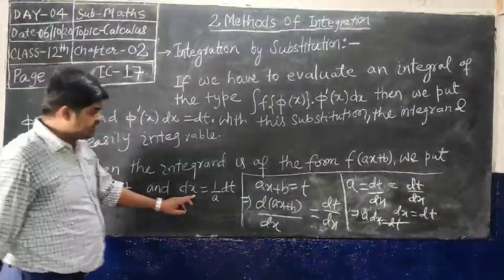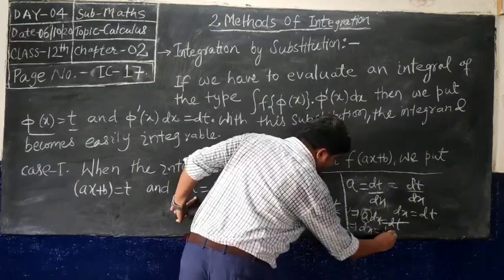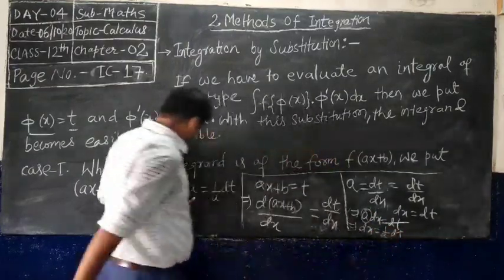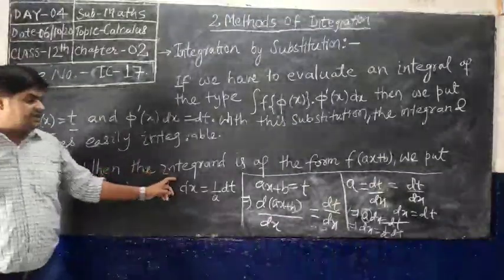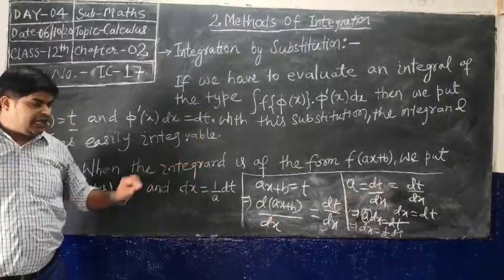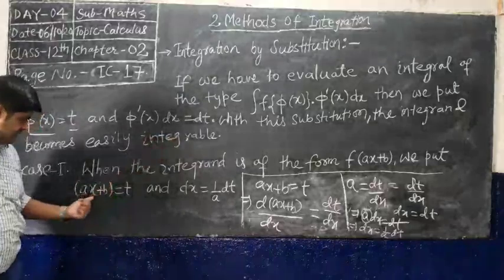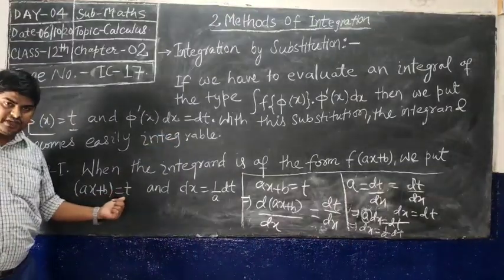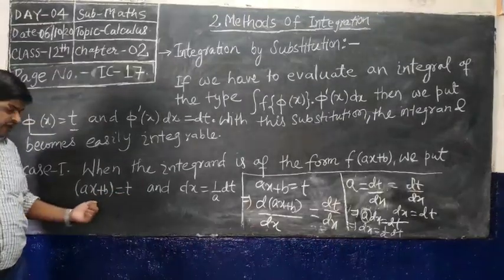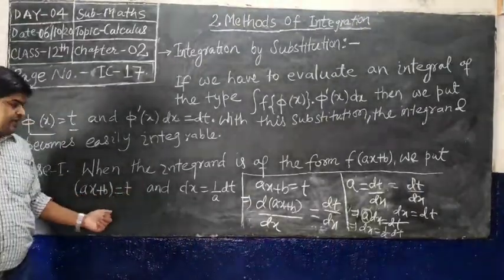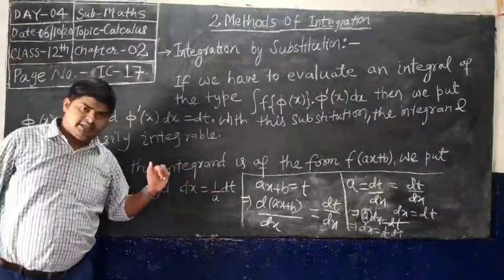Okay, that means dx is equal to 1 by a dt. So once again, case 1: when the integrand is of the form f of ax plus b, we put ax plus b is equal to t. Then you will differentiate, you will find the first derivative of the given function with respect to x, and now this becomes dx is equal to 1 by a dt. This is the first case.